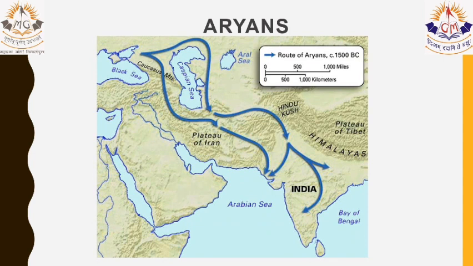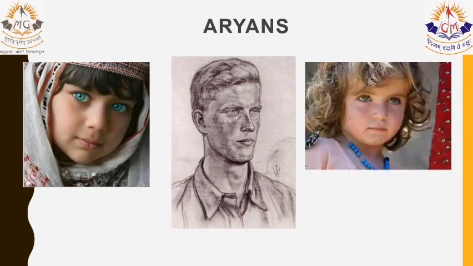With the help of this map, we can know how Indian Aryans came from the European side, took the path around the Caspian Sea, reached present-day Iraq, Iran, and then today's Pakistan, and came to India and spread in the Indian subcontinent.